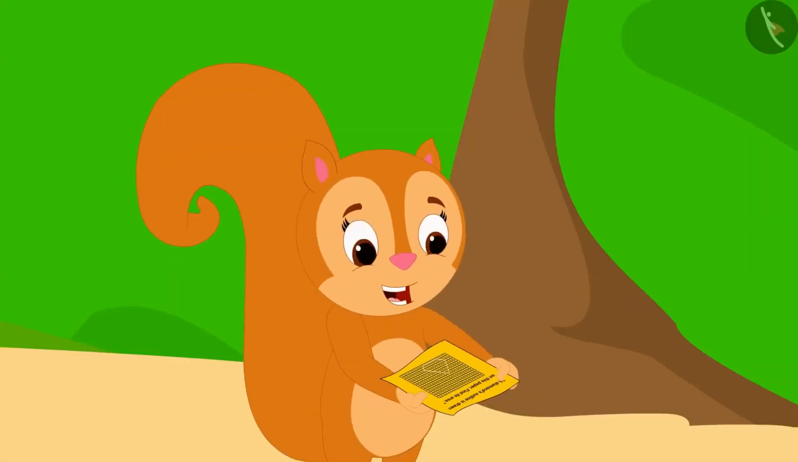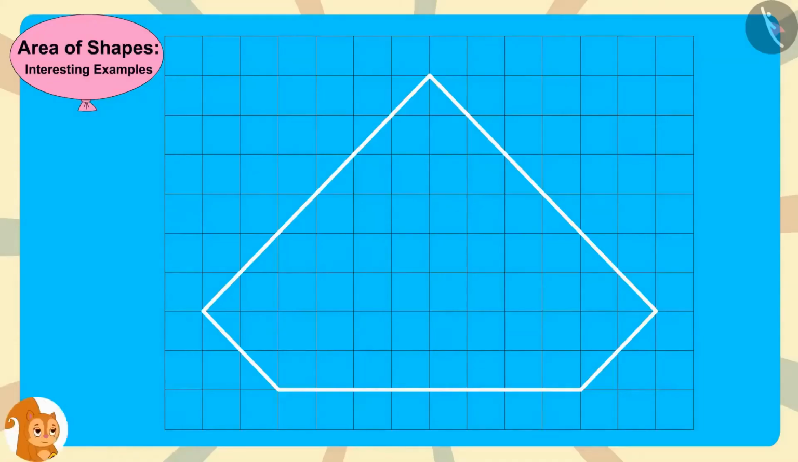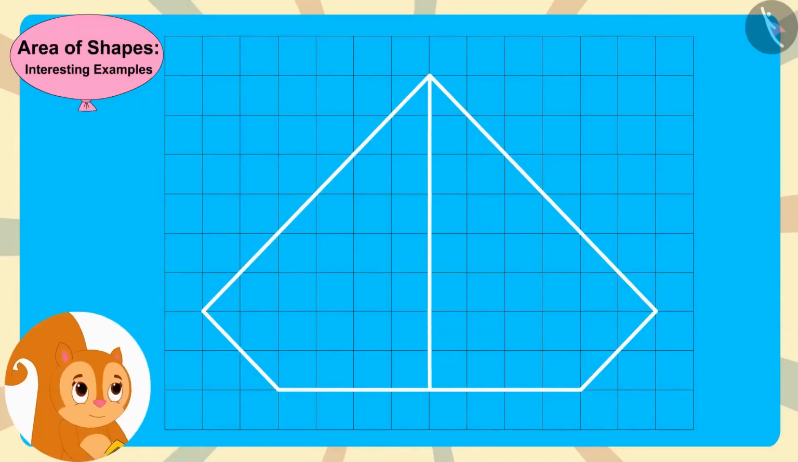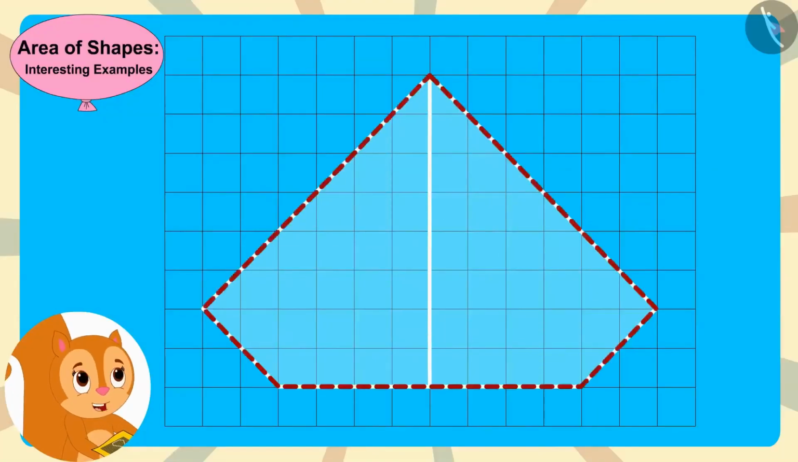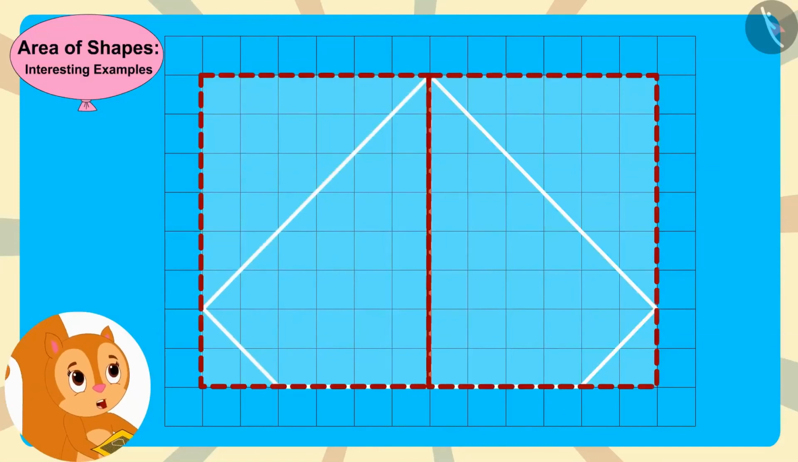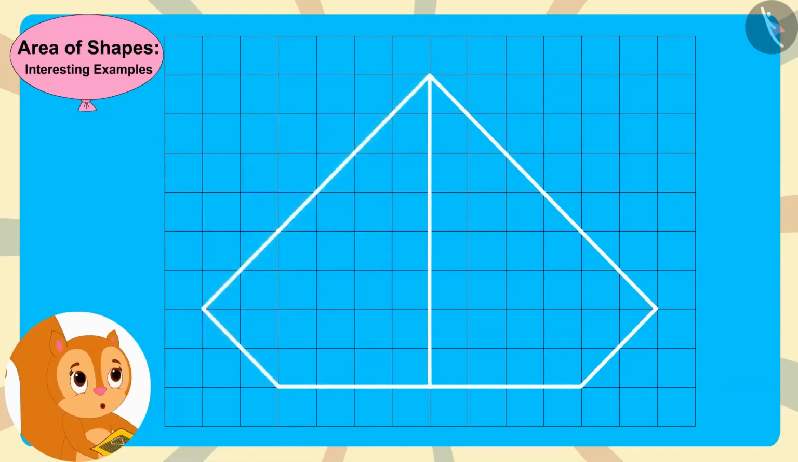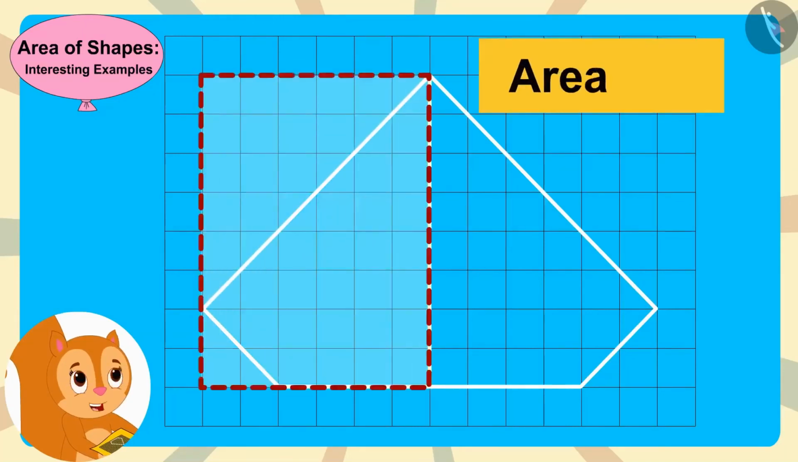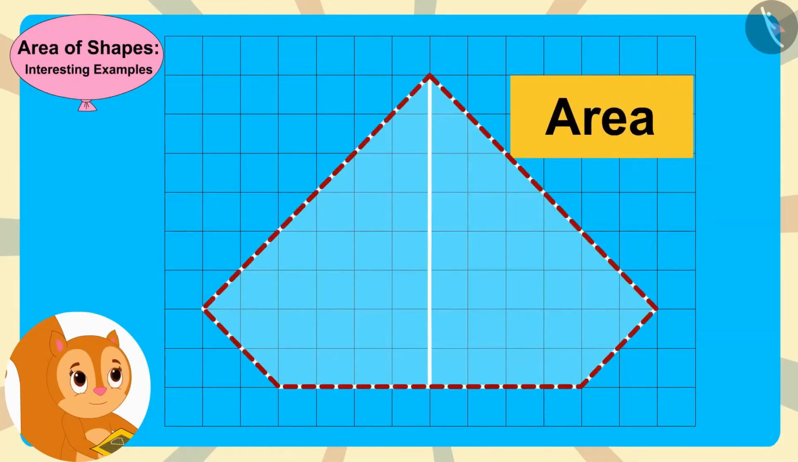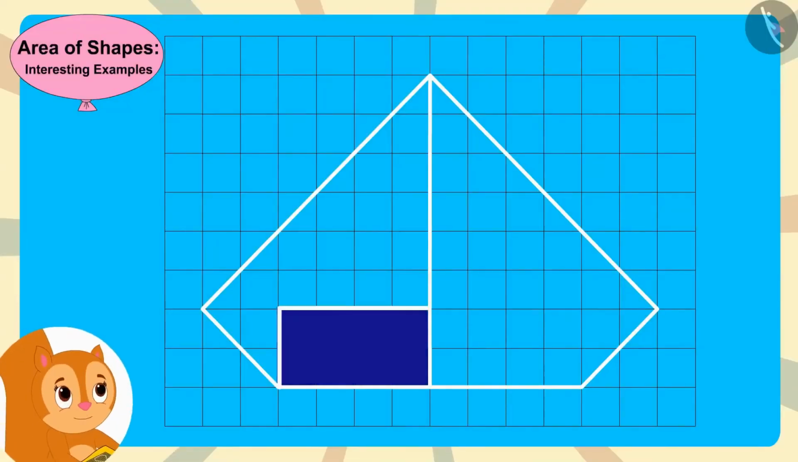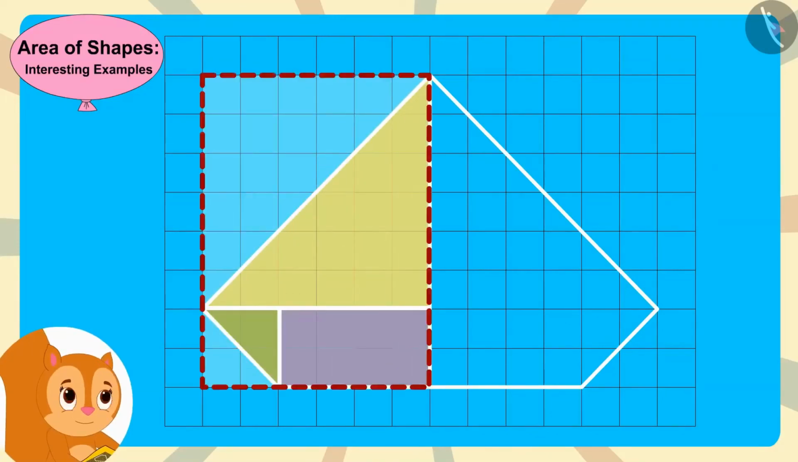Chanda got excited. This diamond's outline is made of two equal parts, thought Chanda. Chanda then drew a vertical line like this inside the outline of the diamond. Because this diamond is made of these two equal parts, if I were to find only the area of this part of the diamond, then I would have to multiply the area of this part by 2 to find the area of the entire diamond, thought Chanda. Then Chanda made such rectangles and triangles in this part of the diamond's outline.